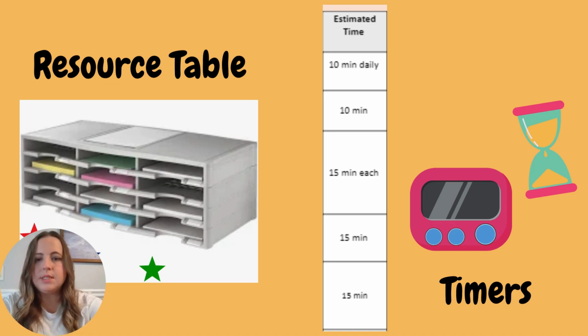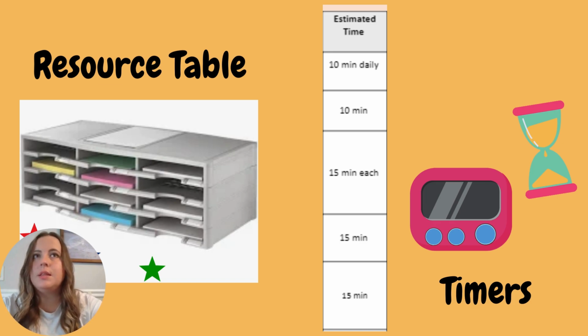So say Jimmy chose to do a vocab assignment and he sees that it is 10 minutes long. He grabs the timer, he grabs the vocab assignment, he goes to his seat, and then he sets the timer and he starts. And when it goes off, he can go right into the next activity. And I truly did see, once I started using the timers, a lot of students were more engaged.